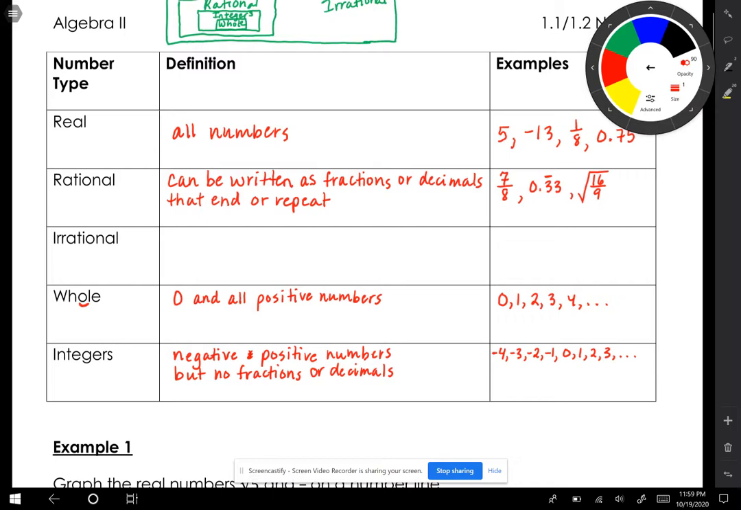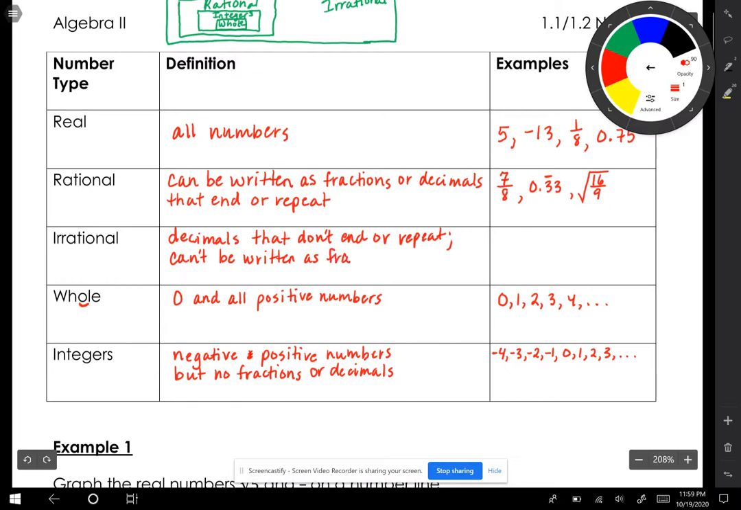Okay, and then lastly, we have our irrational numbers. Irrational numbers are not rational. So basically, these are your decimals that don't end or repeat. They can't be written as fractions. So an example would be pi, because pi does not repeat. It just has an infinite number of digits, just no repeating pattern.